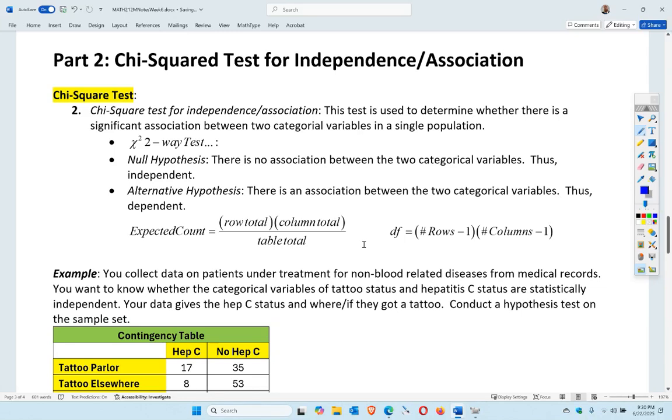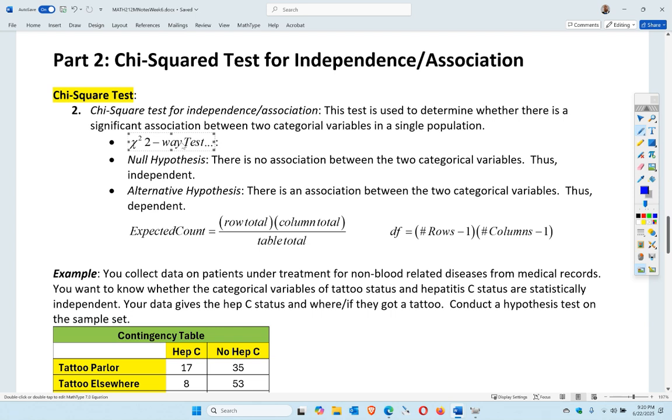Okay, so for part two, now we're doing the chi-square test for independence/association. So basically, are they independent or dependent? Is there an association or not? So again, categorical data counts. So these are considered two-way tests, basically.